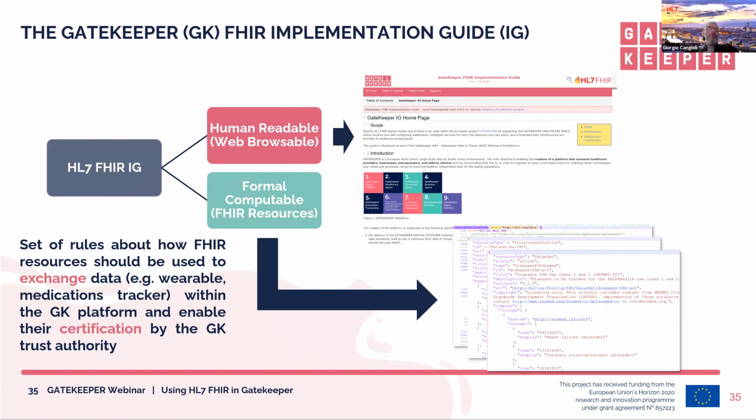And this is what we are trying to do with the Gatekeeper implementation guide. So what is this Gatekeeper implementation guide? It is a set of rules around the FHIR resources. Mainly, for the time being, these resources are for the information part, describing how the resource can be used to exchange information about, for example, wearables, medication trackers, or other information within the Gatekeeper platform, with the purpose of enabling the certification of this information by the Gatekeeper Trust Authority.